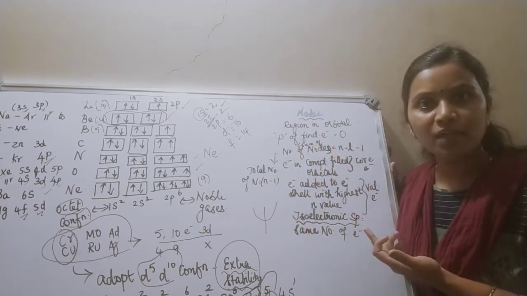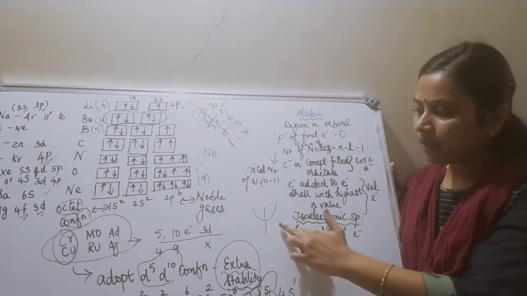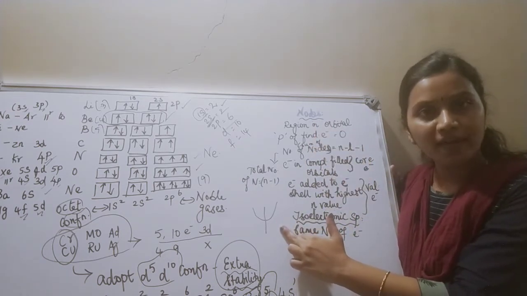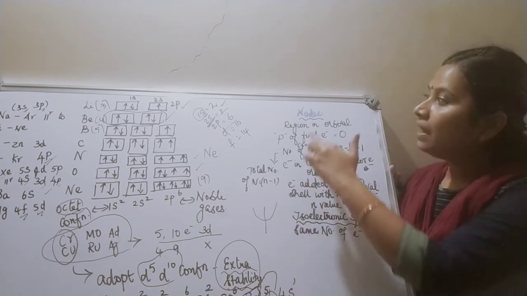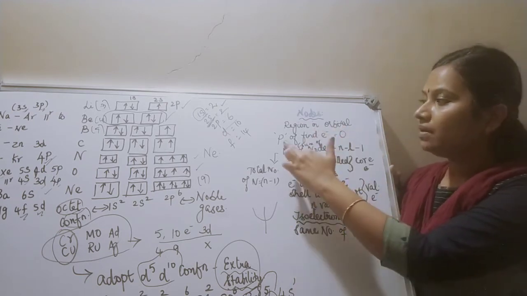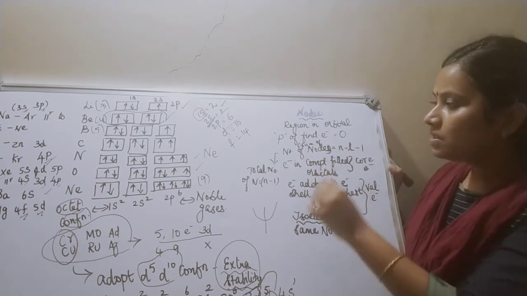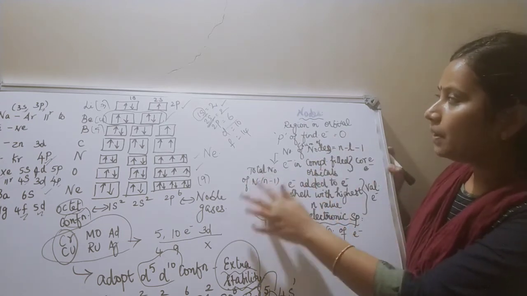So what I can tell you, children, your node is otherwise nothing but the opposite of psi, because psi is a region where the probability of finding the electron is maximum, and a node is a region in the orbital where the probability of finding the electron is 0. And what is the formula to calculate the total number of nodes?